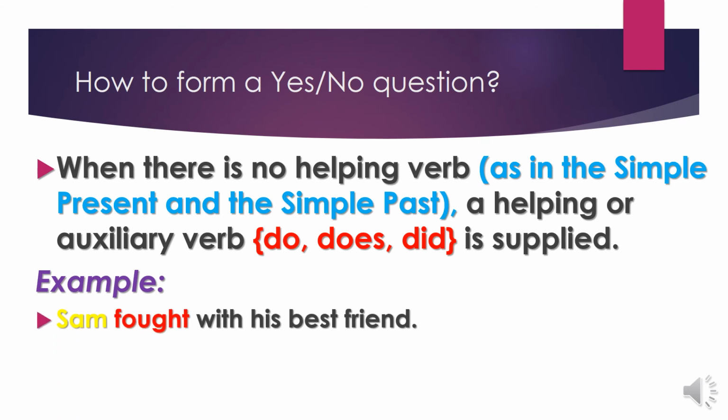Look at the following example. Sam fought with his best friend. The main verb in this sentence is fought. I do not have verb to be. I do not have an auxiliary verb. I just have the main verb fought.